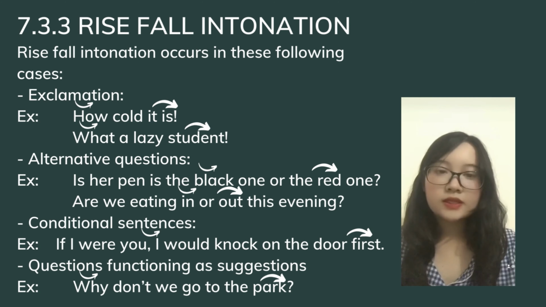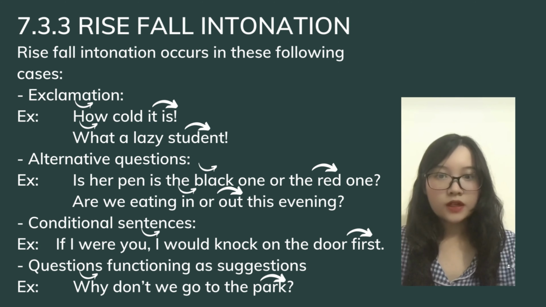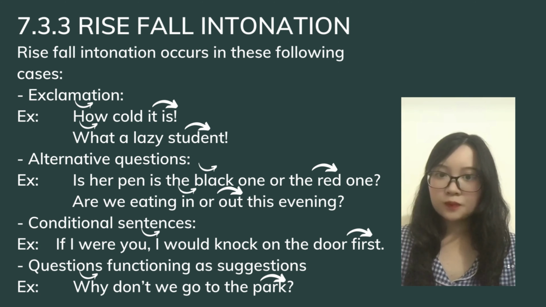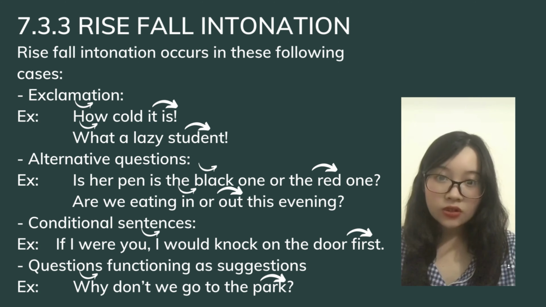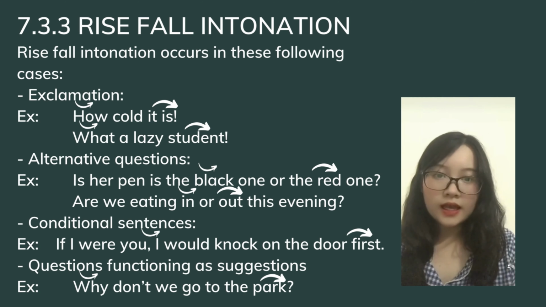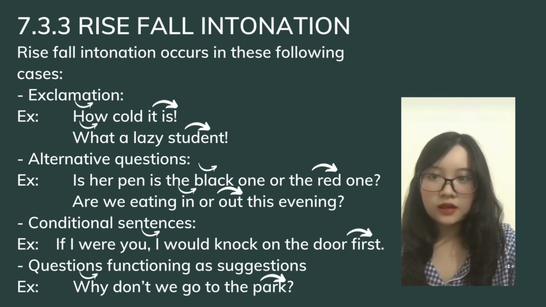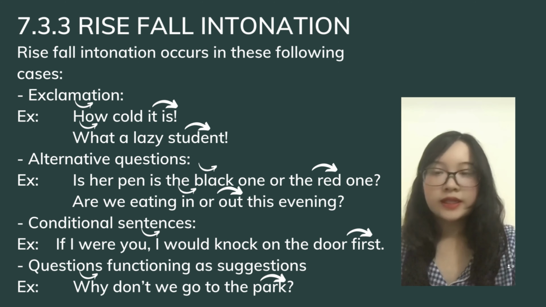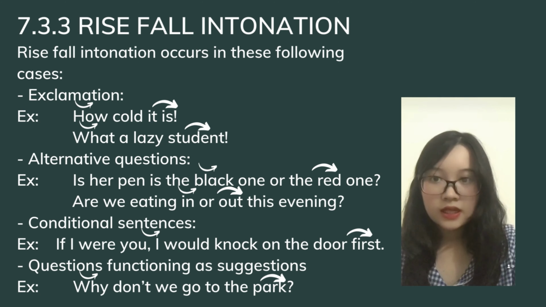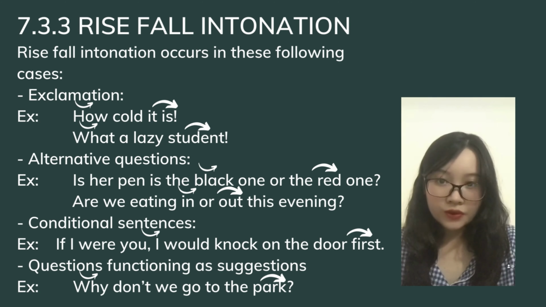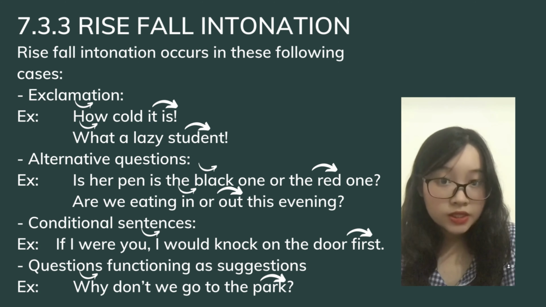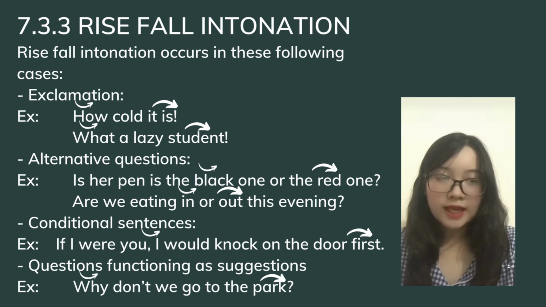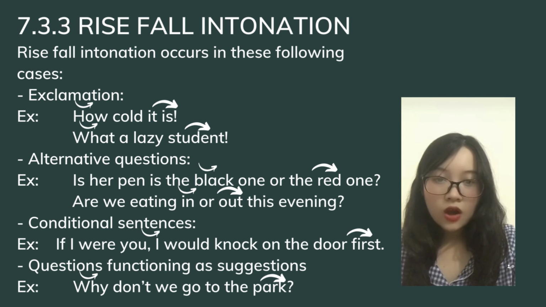The second one is alternative questions. For example, is her pen the blue one or the black one? Or are we eating in or out this evening? And the third one is conditional sentences. For example, if I were you, I would knock on the door first. And the last one is questions functioning as suggestions, like why don't we go to the park?